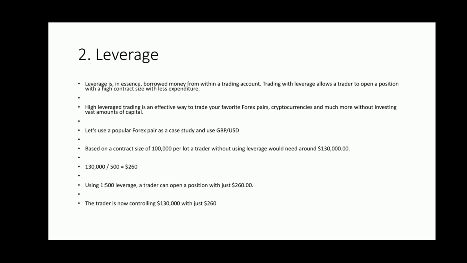So let's just use for an example a popular pair, which is the Great British Pound to the US dollar. Now, based on a contract size of 100,000 per lot, a trader without using leverage would need $130,000. Now, if you take $130,000 and you divide it by 500, it will give you $260. Now, using the leverage of 1 to 500, a trader can open a position with just $260 in the account. Now the trader is controlling $130,000 with just $260.